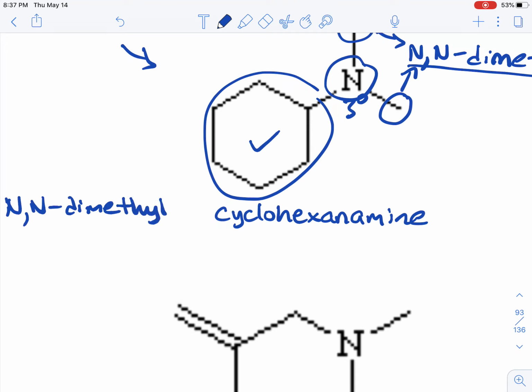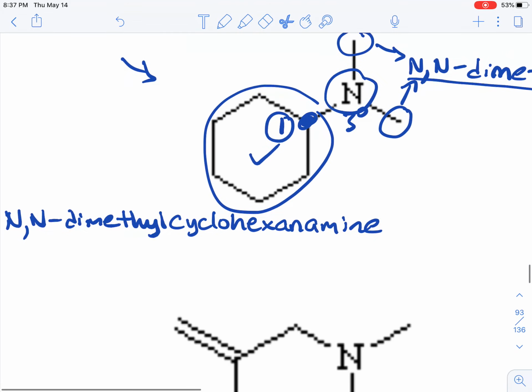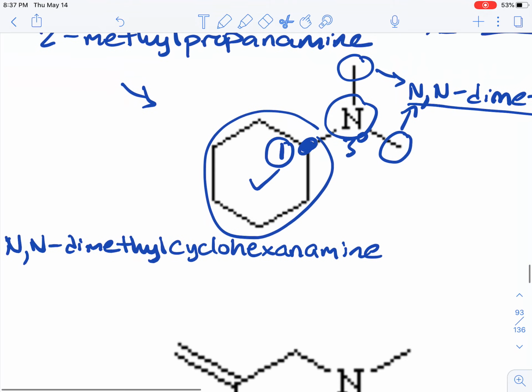And so if you guys recall, this is always going to be carbon number one, since we're talking about cyclic rings. So wherever that nitrogen is covalently bonded to on the cyclohexane, that carbon is always going to be carbon number one, and there is no point for us to list that number in our final name. And this would be the name of this specific organic compound.